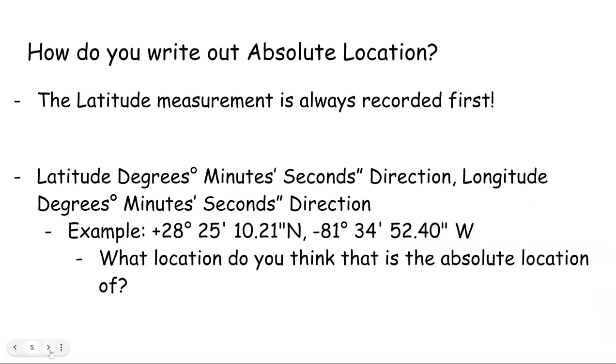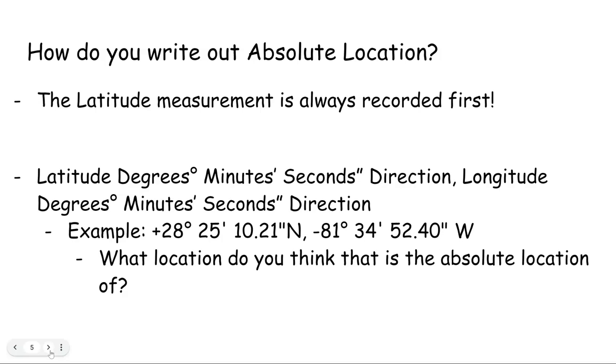So how do you write out absolute location? The key is, number one, latitude measurement always goes first. It's just like your x coordinate in the xy coordinate. It must always go first. Latitude is measured in degrees, and then there are minutes and seconds to indicate spots beyond the line that you are measuring.